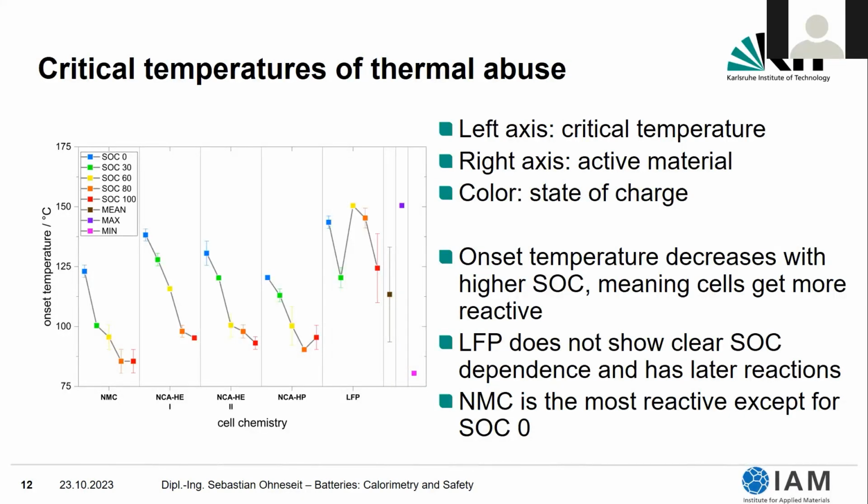What is interesting is if you look at the error bars, except for LFP, this is quite well reproducible between the experiments. And if you consider the average value on the right, you can see that at about 100 degrees C, if you don't really know what you have inside your battery pack, the onset is occurring.